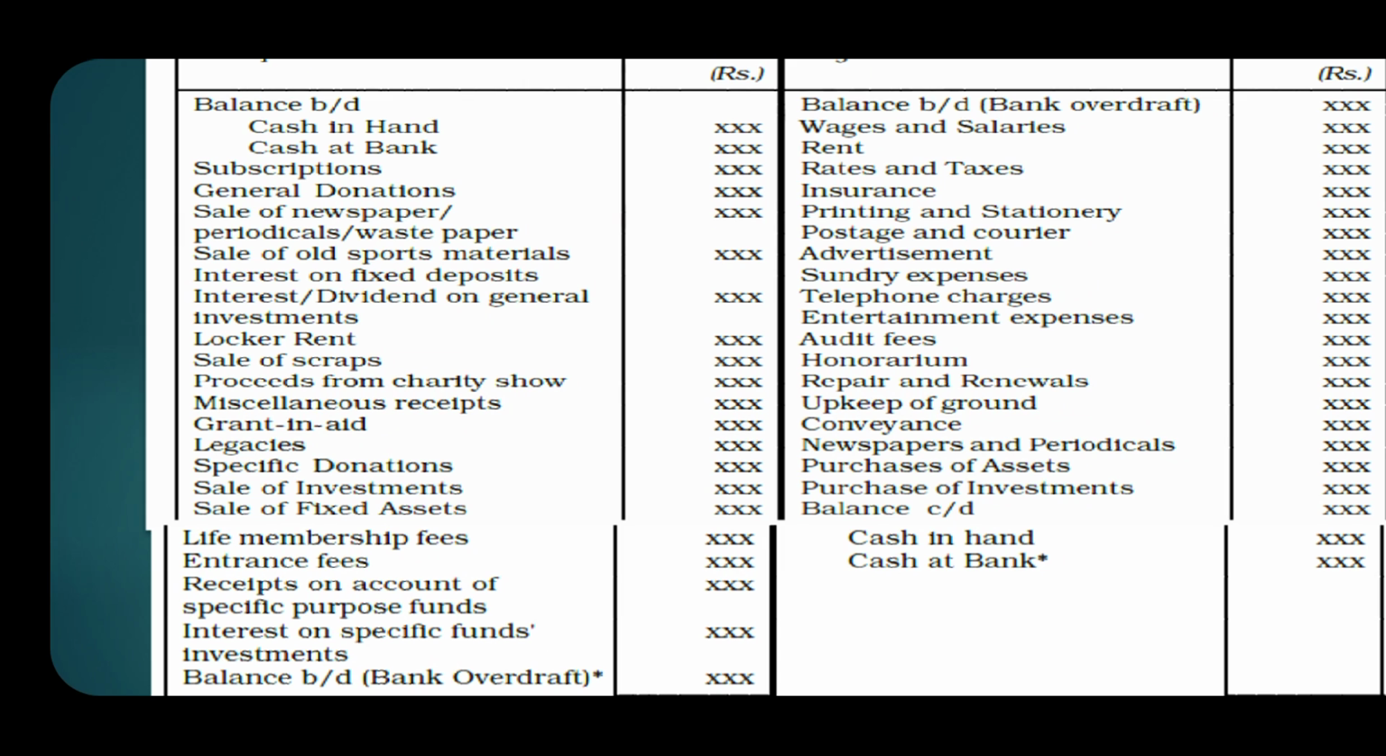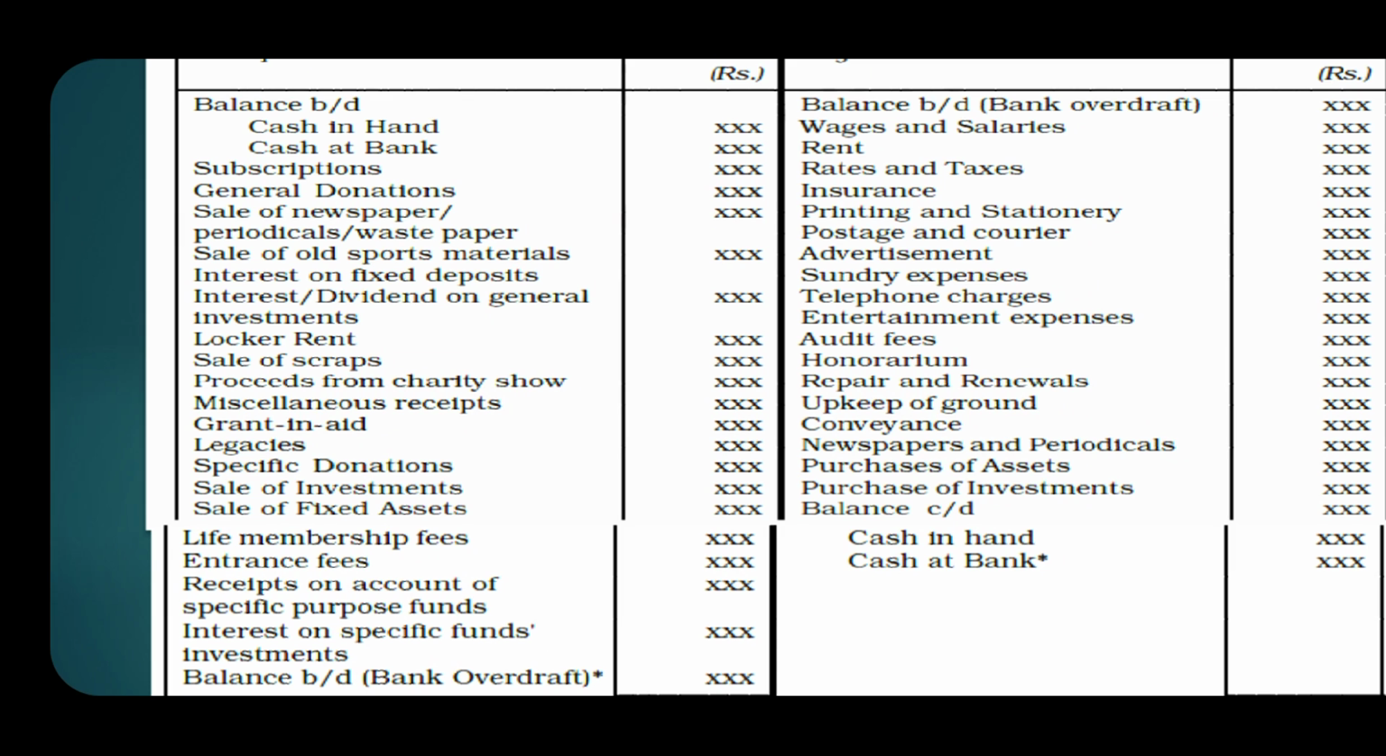I will read one by one. Subscriptions, general donations, sale of newspaper, sale of old sports material, debited. Any interest received from fixed deposit or dividend received will be debited. Any locker's rent received will be debited. Sale of scrap or proceeds from charity show, debited. Grant in aid, legacies, specific donations, sale of investment, sale of fixed assets will be debited.